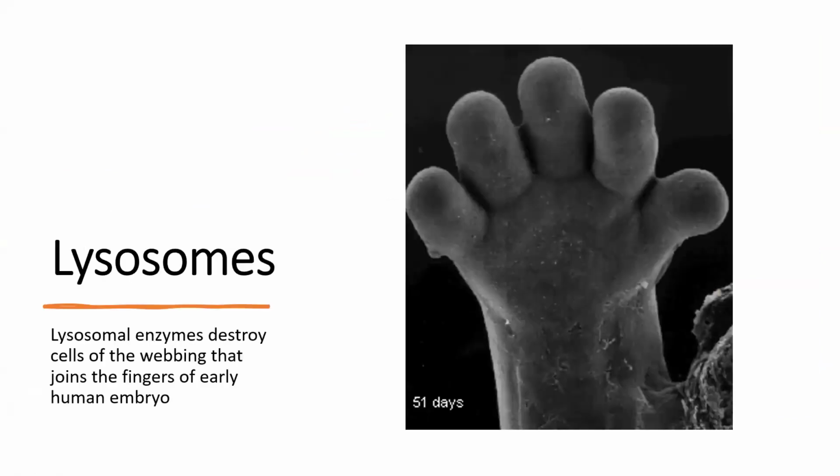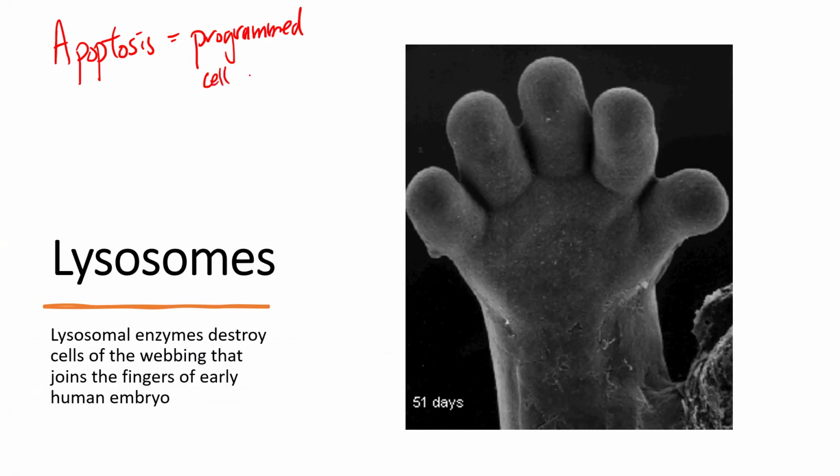It's also possible for a cell to purposely release the enzymes from the lysosome and destroy itself. This is called apoptosis. Programmed cell death. It purposely destroys itself. Now, why would a cell do that? Well, sometimes it's part of a normal developmental process.